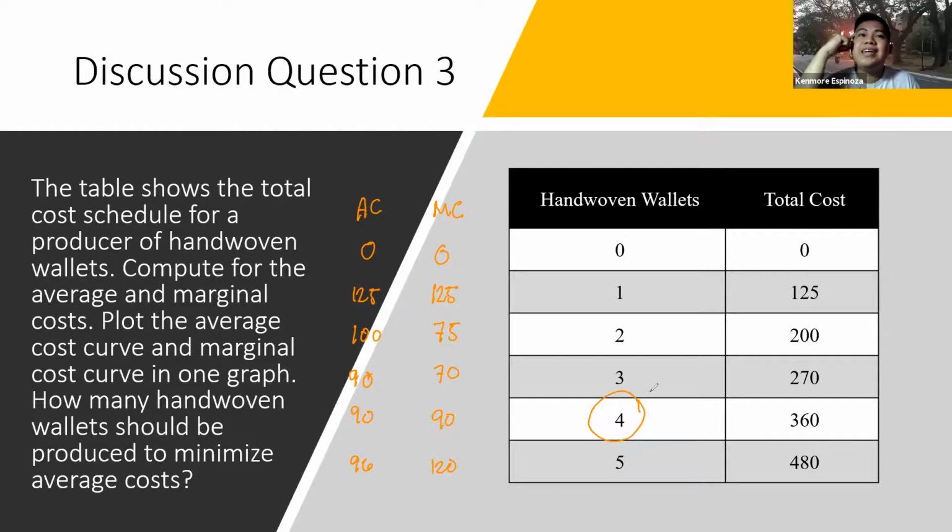Again, as I've said, the point wherein your AC and MC intersect is the point wherein your AC is minimized. So at the fourth wallet produced, you are minimizing your average cost. Okay. Next.